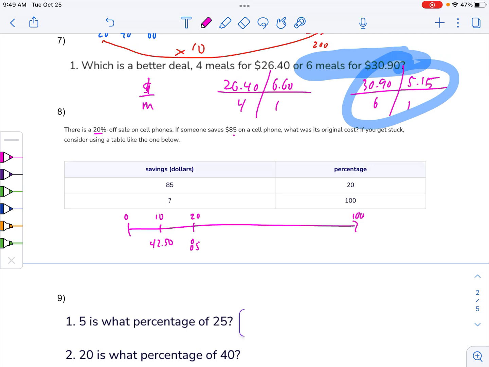So I got a couple different ways to do this. I can then jump right from the 20. I need 5 of them. So let's see. I can do this right here. I don't even need the unit rate for this one because 20 times 5 gets me all the way up to 100. So 85 times 5 gets me up to $425. Yeah, there it is. That's the price. Let's move along. Let's keep going.